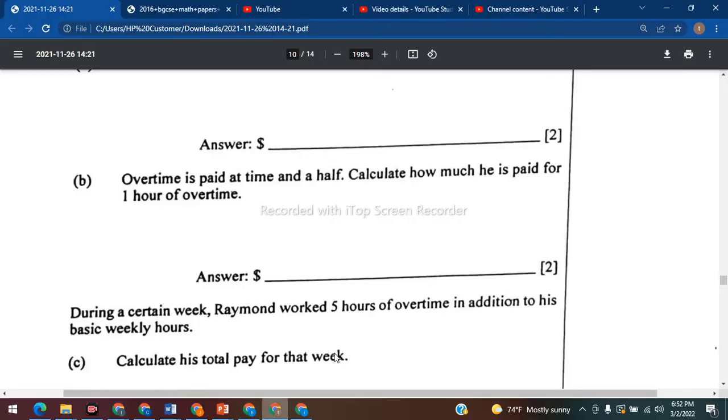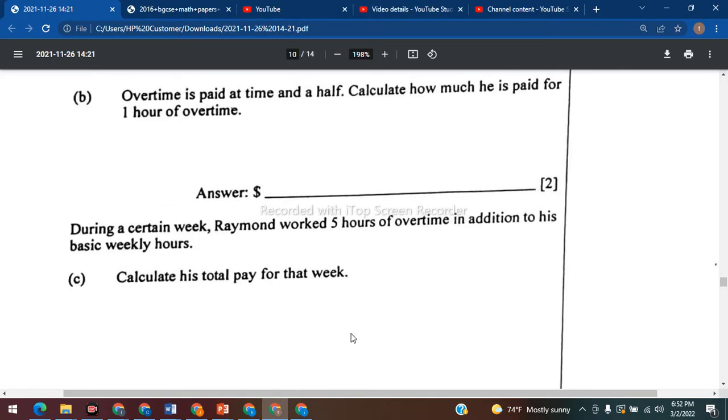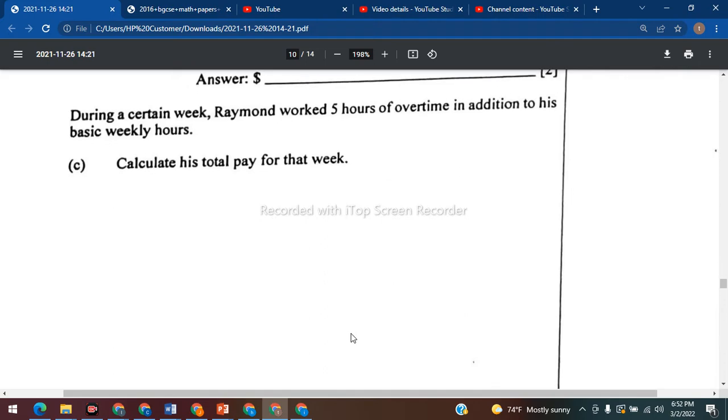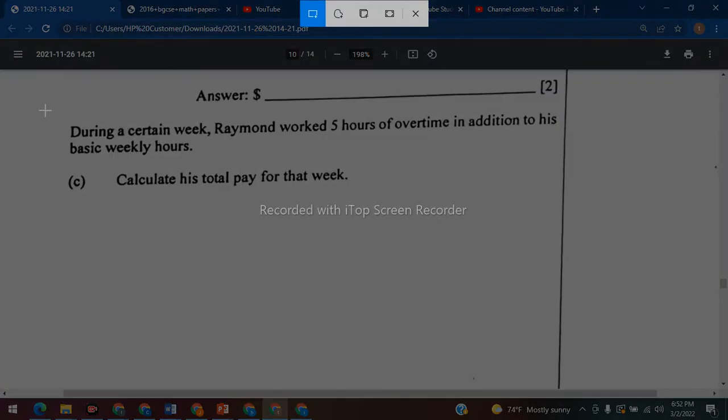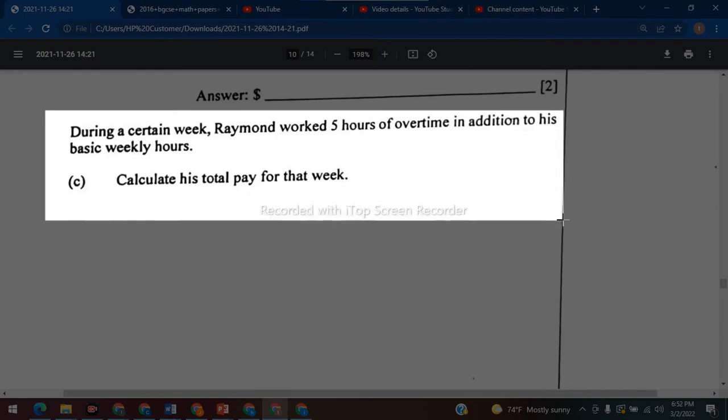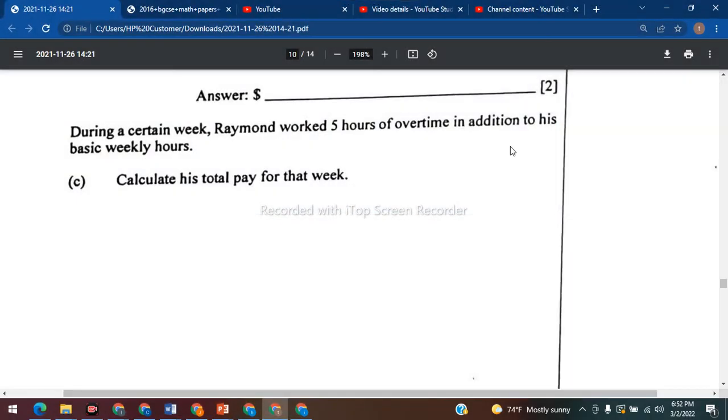Elizabeth, what you said, the sound on my stuff was muted. Oh, I was just reviewing what we just did, saying how did we get those values? Now, during a certain week, Raymond worked 5 hours of overtime in addition to his basic weekly hours. So calculate his total pay for that week.